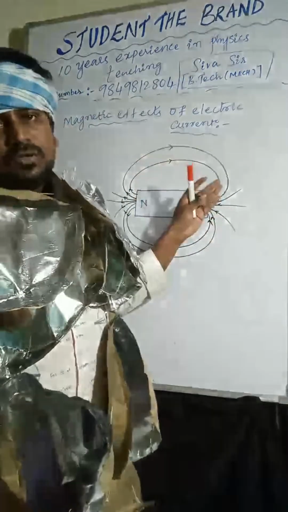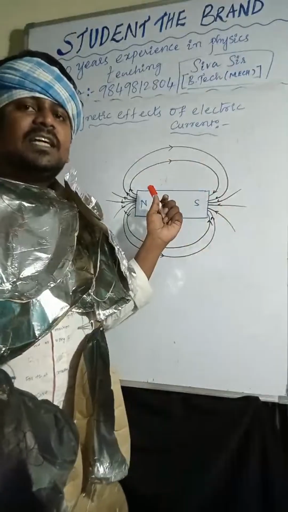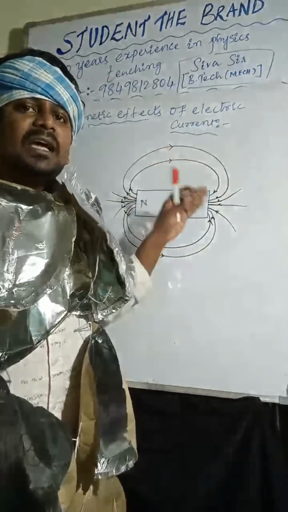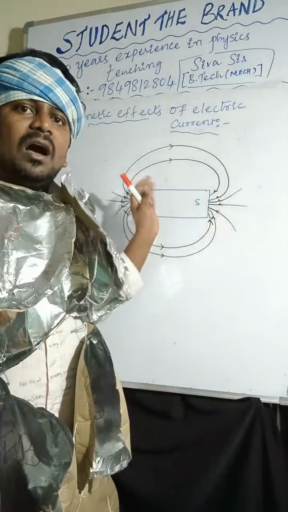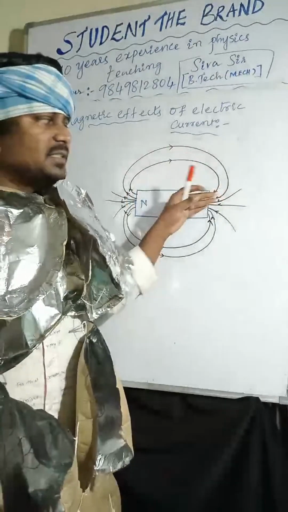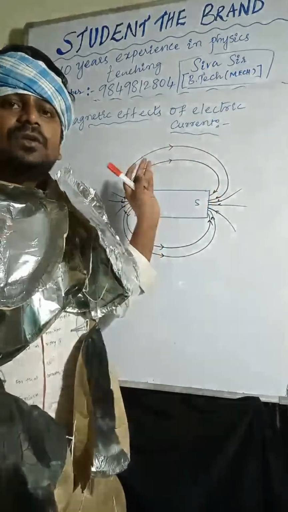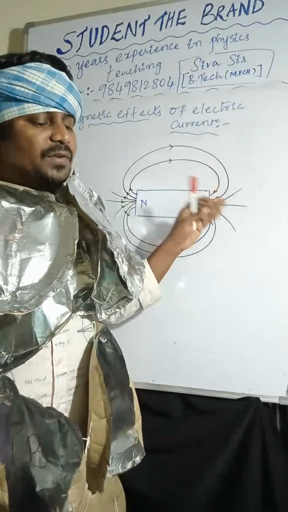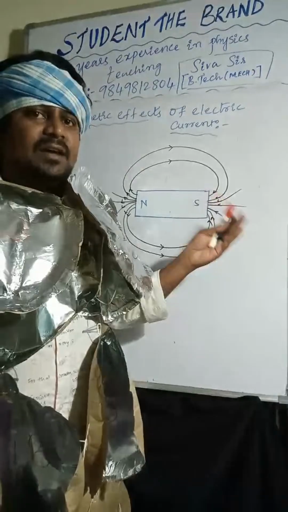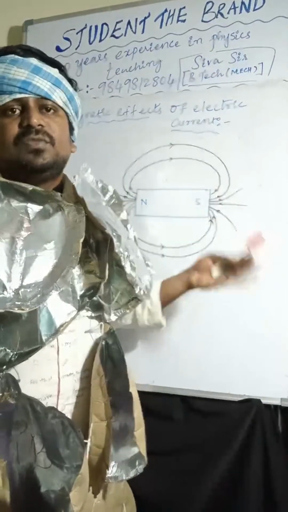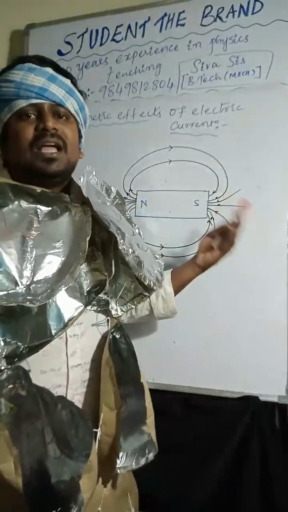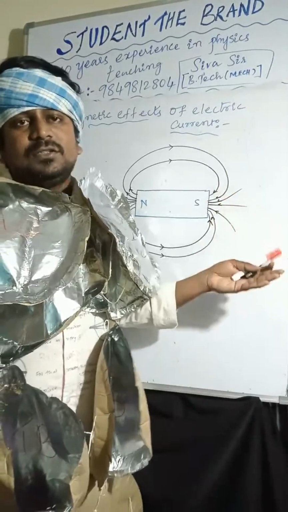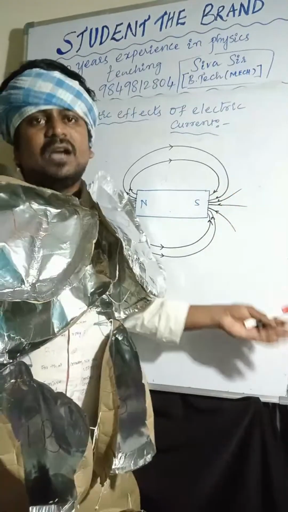These are closed loops. Outside of the magnet, the direction is north to south. Inside of the magnet, it is south to north. So these are always closed loops, and these field lines never intersect. If they intersected, a compass would have to show two directions at a time, which is not possible.